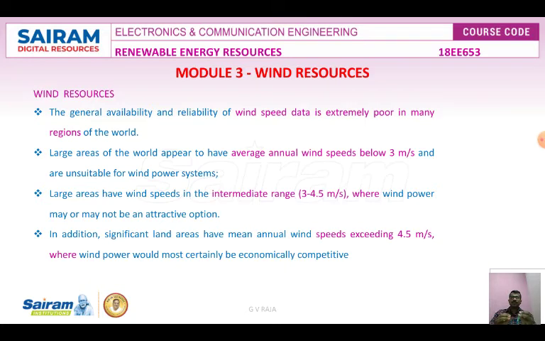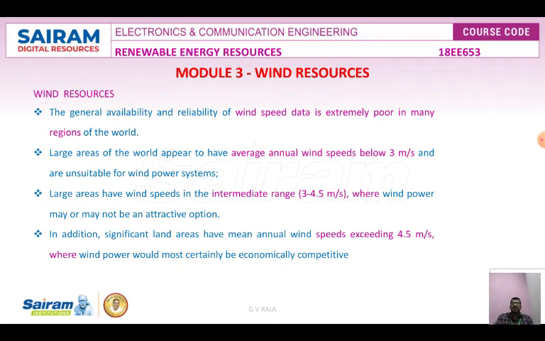A wind speed below 3 meters per second is not suitable for the wind power system. It should be 3 to 4.5 meters per second. Then only is the harvesting of electricity possible.